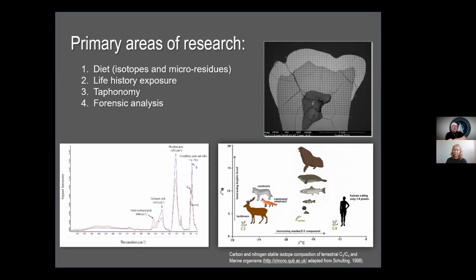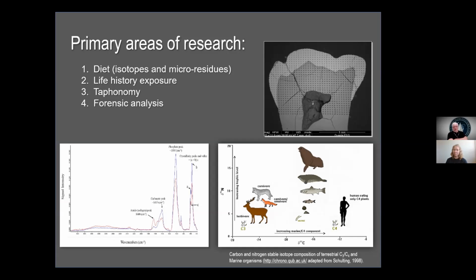So our lab's primary areas of research include looking at elements of diet, looking at the stable isotopes of plant materials and animal materials that an individual would eat. And these can get stored into the dentition. And as I said before, because the dentin of the tooth only forms one time, it can lock in that information of what kinds of things you are eating during the time of the development of those teeth.